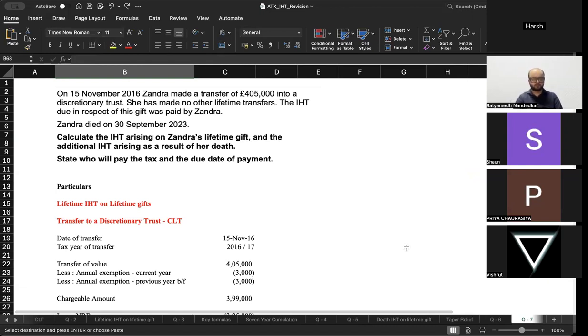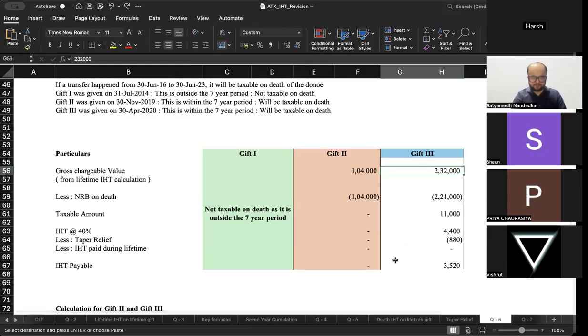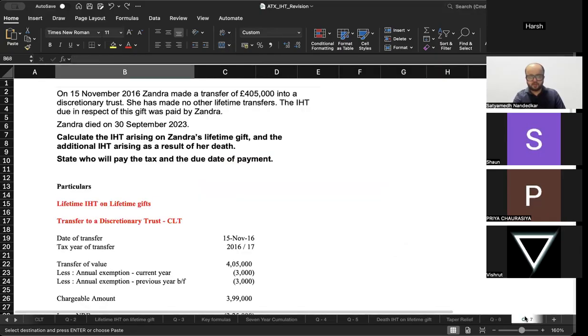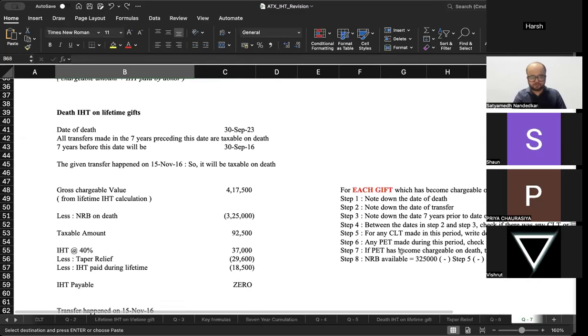So suppose there was a CLT during the lifetime in the previous question, like if there was another gift with a CLT, then when doing the NRB calculation on death, we will subtract the GCVs from 325 or from the NRB available after giving the gift. The formula is always fixed: 325 minus GCV of all CLTs and GCV of all PETs which became chargeable on death. Don't modify the formula on your own. Even if the NRB was used up earlier, it's still fine.